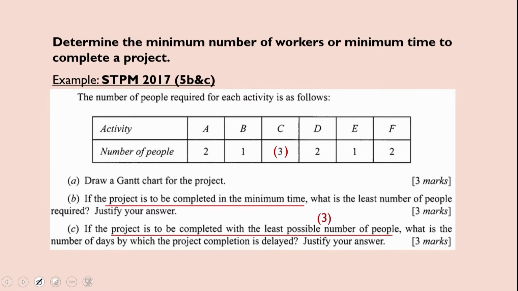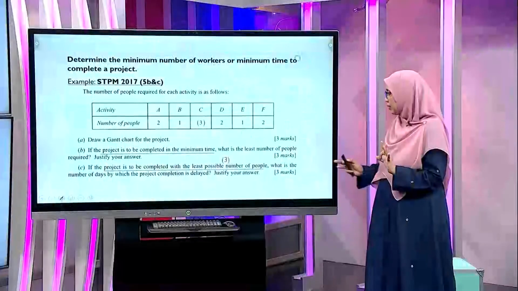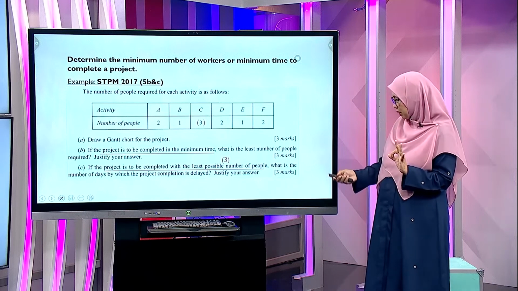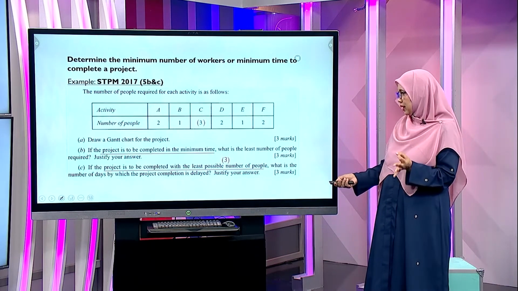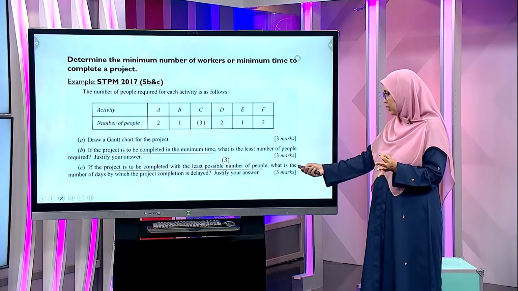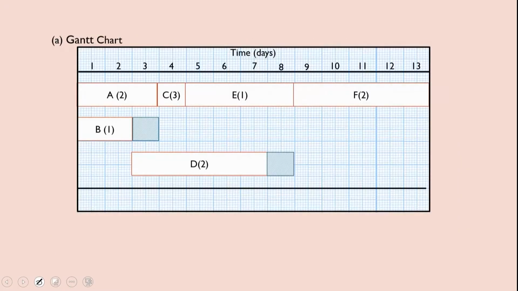Part B, project to be completed with the least possible number of people. Least possible means here the question 3. Ramai students tak tahu berapa least possible tu actually given, stated in the question 3. So ramai tak boleh jawab ni ya. 3 marks tu ramai tak boleh jawab. So what is the number of days for which the project completion is delayed? Justify your answer again. So this is the solution.